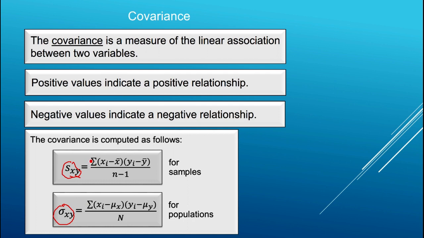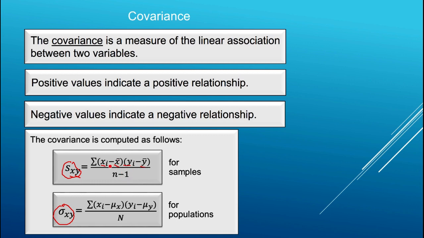In calculating the sample covariance, for each observation and moving observation by observation, we take the difference between each x value and its mean, and we multiply it by the difference between each y value and its mean. This looks very similar to the formula for the variance that we've already covered, except there we were taking the difference between each value of a variable and its mean and squaring it. Now, rather than squaring it, we're multiplying it by the corresponding value of y minus its mean.